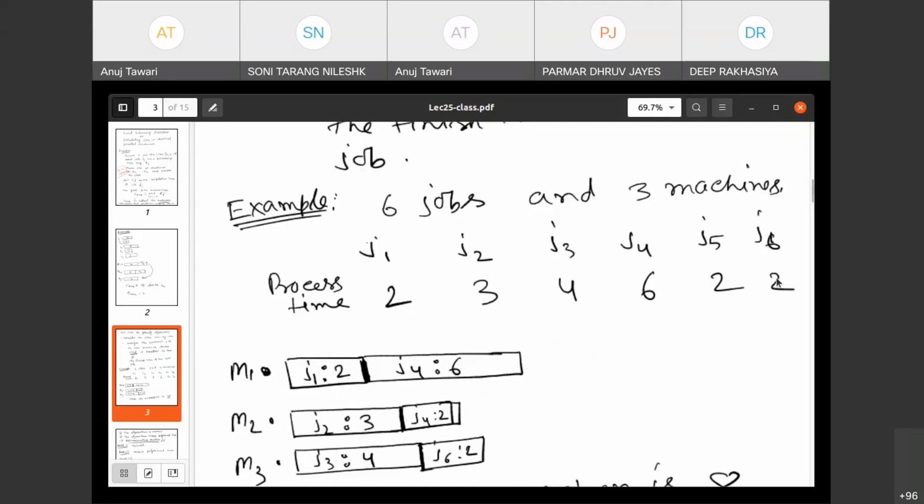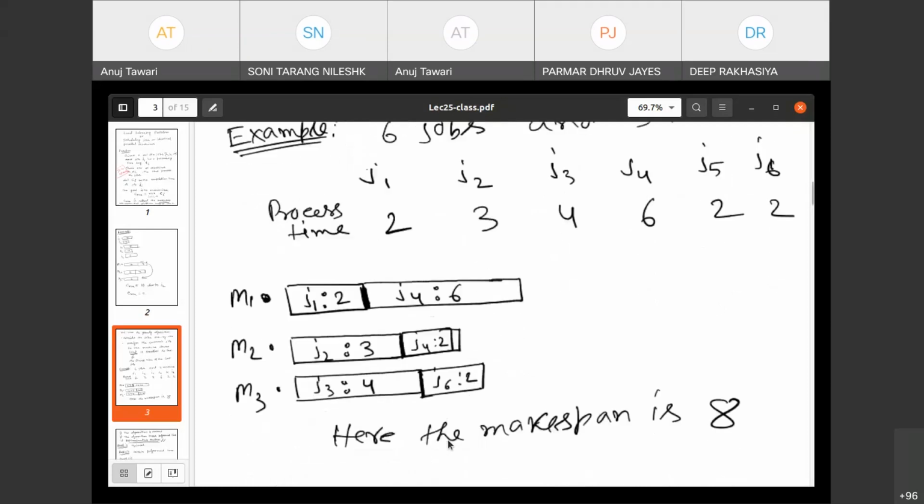And then the final job. Now this will run for 5 hours, this will run for 8 hours, and this is only running for 4 hours. So M3 has the smallest load, and therefore we'll put J6 on M3. So this is one arrangement we get. M1 is running for 8 hours, M2 for 5 hours, M3 for 6 hours. So the maximum time any machine is running is 8.